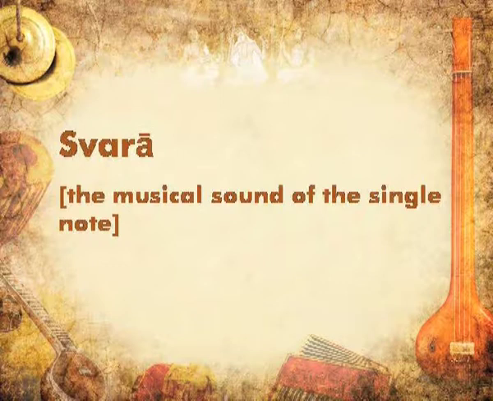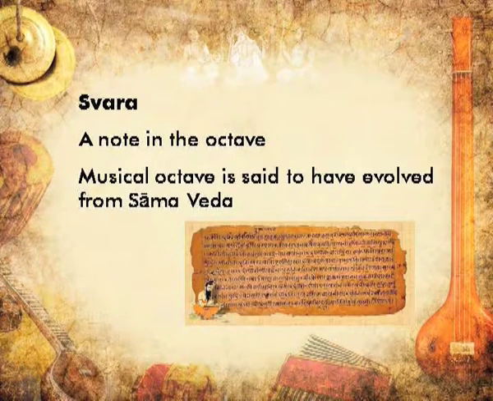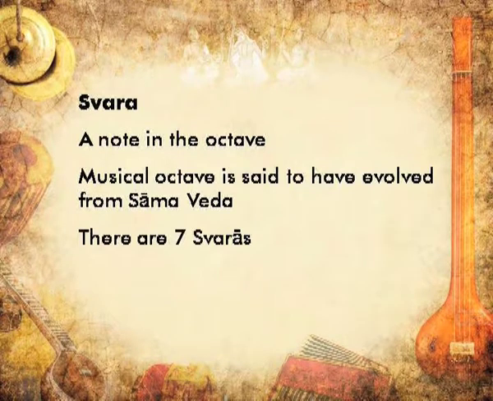Swara, the musical sound of a single note. In the context of Carnatic music, Swara means a note in the octave. The musical octave is said to have evolved from the elaborate and elongated chants of Samaveda based on these basic swaras. Just as there are 7 days in a week, 7 colors in a rainbow, there are 7 swaras.